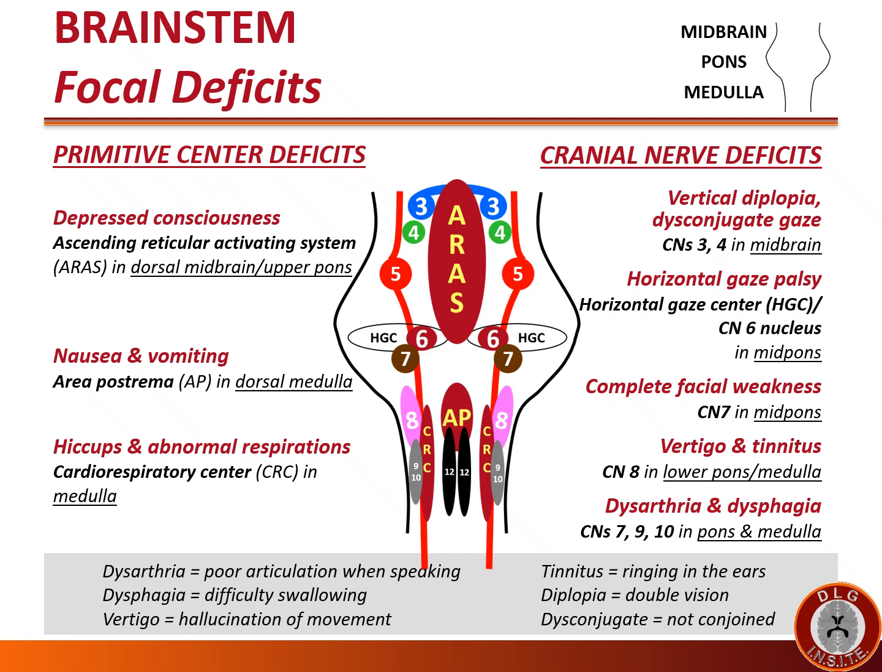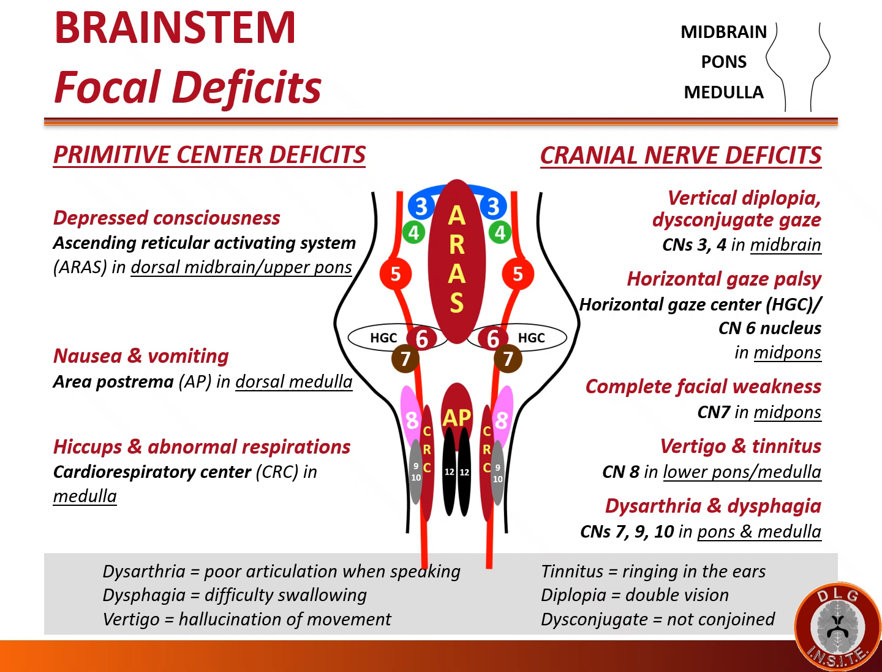In the dorsal medulla is the area called the area postrema. It forms the floor of the inferior part of the fourth ventricle, and it is the nausea and vomiting center. When patients have hydrocephalus and the fourth ventricle enlarges, it presses on that area in the dorsal medulla and causes nausea and vomiting. In the medulla is the cardiorespiratory center, and lesions there can cause hiccups or abnormal respirations.